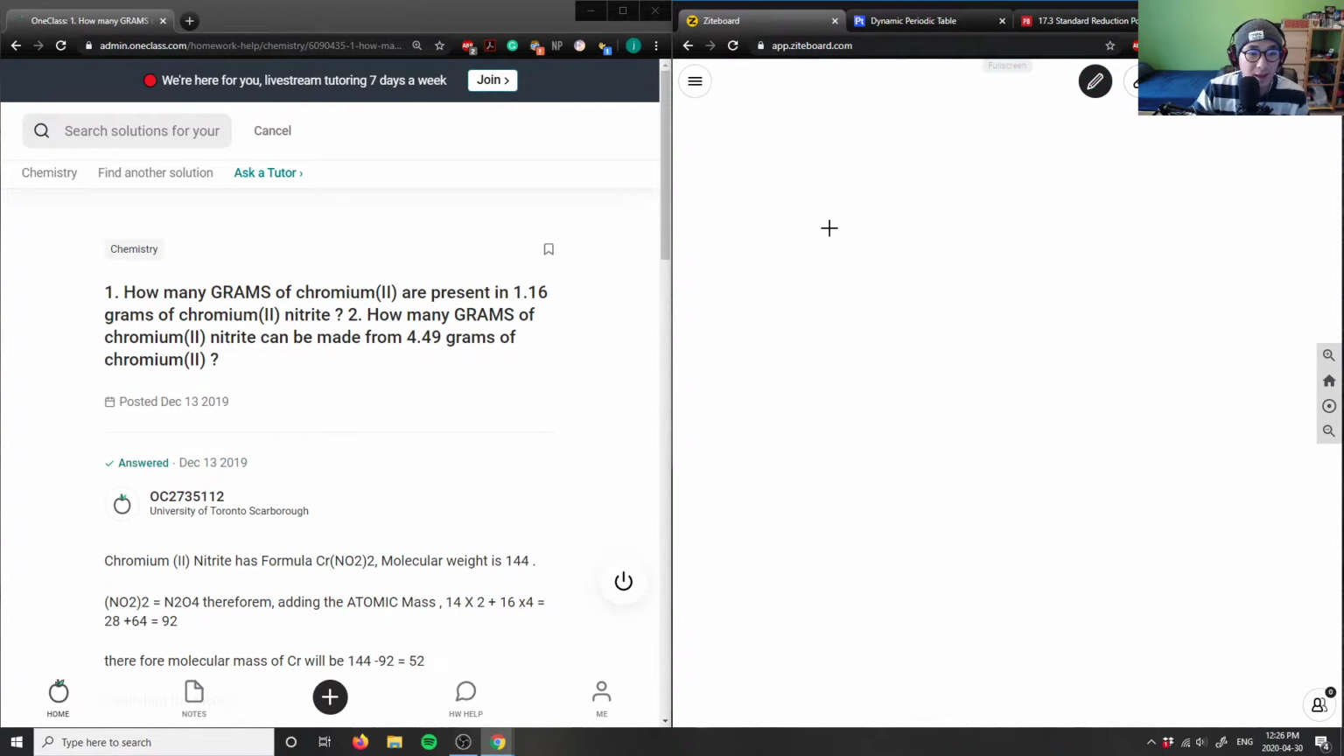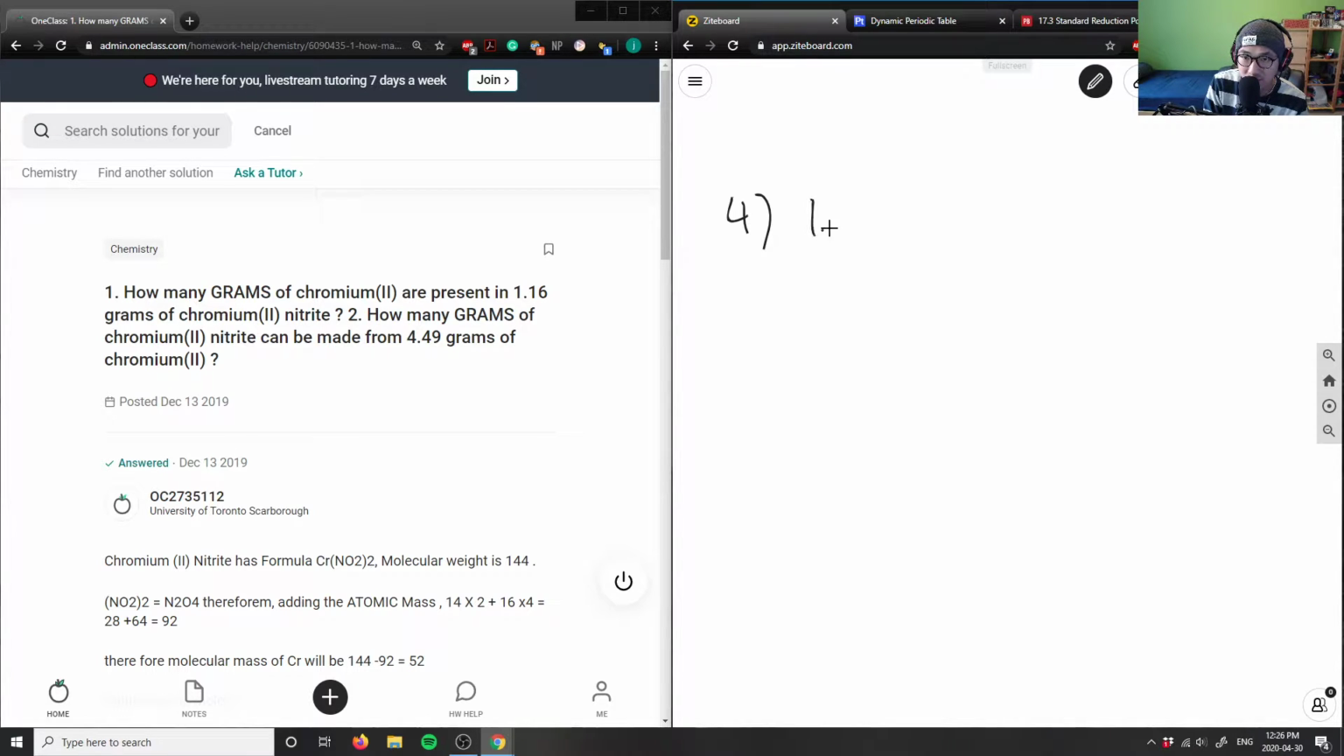So number 4 is asking how many grams of chromium-2 are present in 1.16 grams of chromium-2 nitrate. And number 2 says how many grams of chromium nitrate can be made from 4.49 grams of chromium-2. Okay. So number 4 is asking, so I have chromium-2 nitrate, and I have 1.16 grams of chromium nitrate.